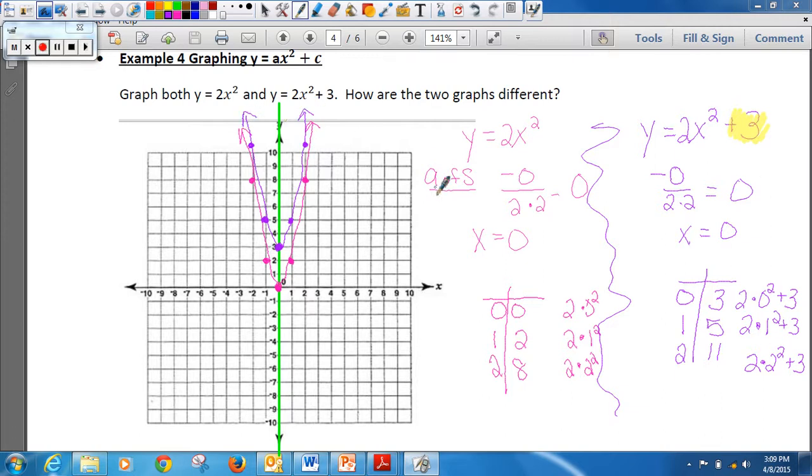Okay, so it asked me at the beginning, how are the two graphs different? The two graphs are different because y equals 2x squared plus 3 is moved 3 units up. So that c is telling me how I moved, and this was a positive 3, so I moved the graph of the basic parent function up 3.